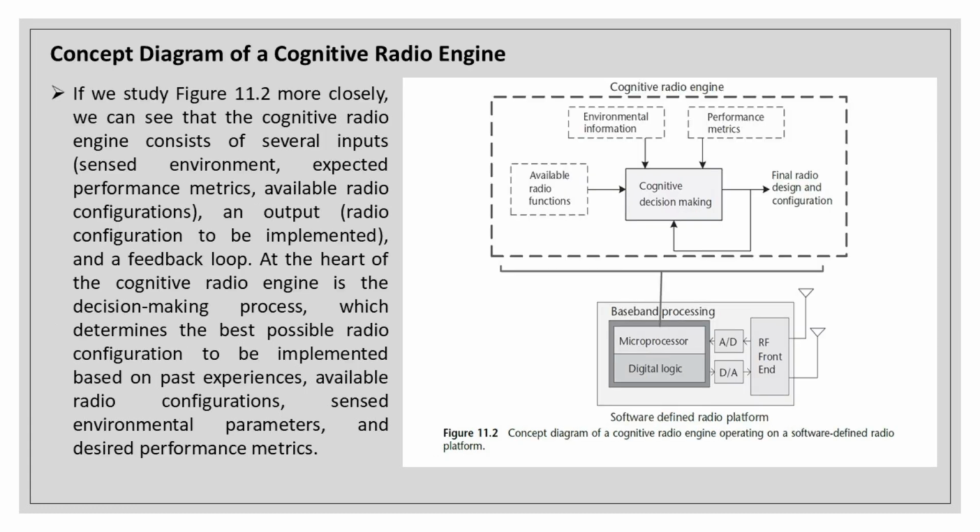If we study Figure 11.2 more closely, we can see that the cognitive radio engine consists of several inputs: sensed environment, expected performance metrics, available radio configurations, an output, radio configuration to be implemented, and a feedback loop. At the heart of the cognitive radio engine is the decision-making process, which determines the best possible radio configuration to be implemented based on past experiences, available radio configurations, sensed environmental parameters, and desired performance metrics.